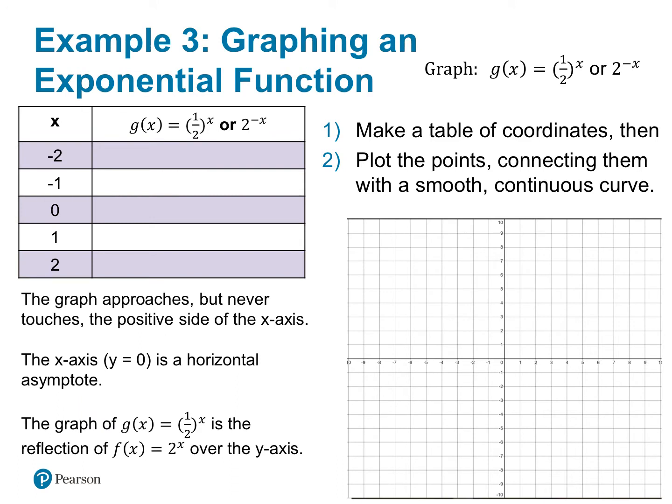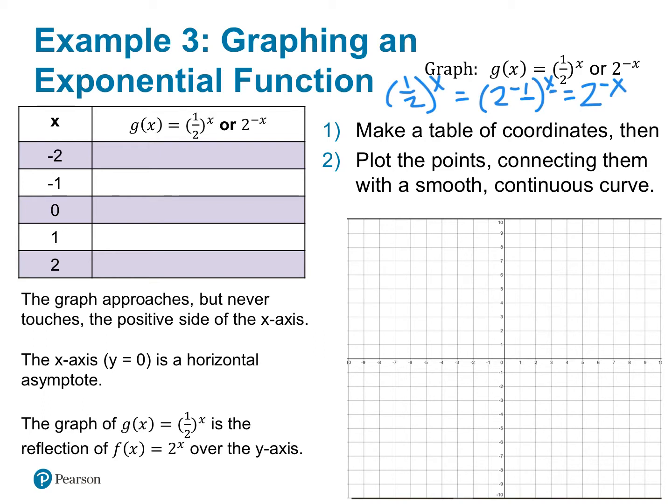So this one says graph 1/2 to the x, which is the same as 2 to the -x. So let's see where that comes from. If we have 1/2 to the x, we just said 1/2 is the same as 2 to the -1 because it's the reciprocal of 2 to the first. So that would also mean if you multiply these together, that's the same as 2 to the -x. We're changing it just because it's going to be easier when we do our table if we use 2 to the -x than 1/2 to the x.